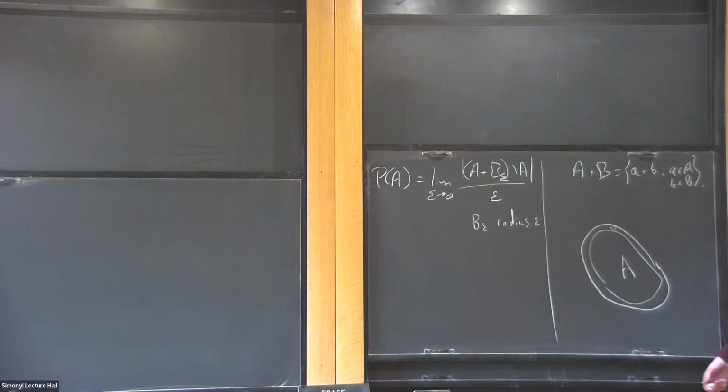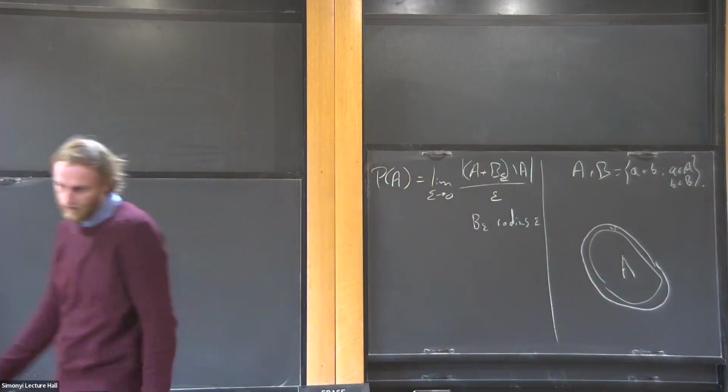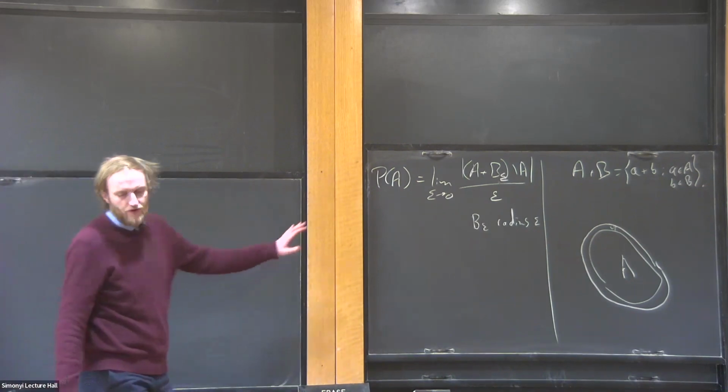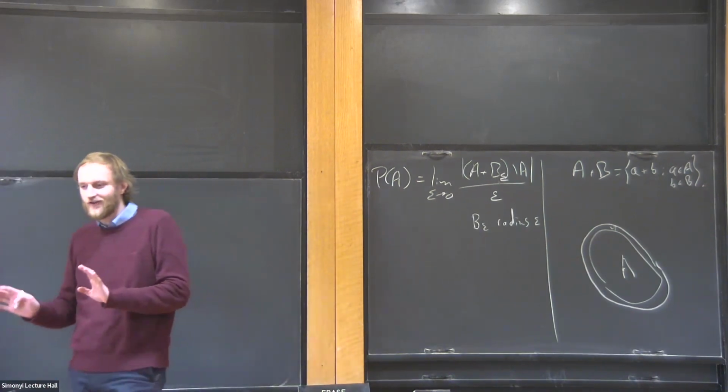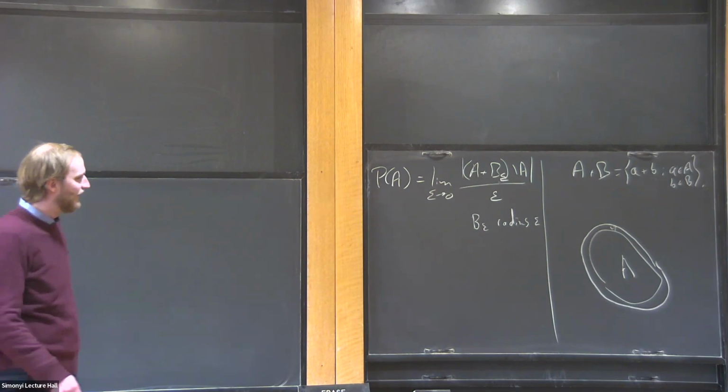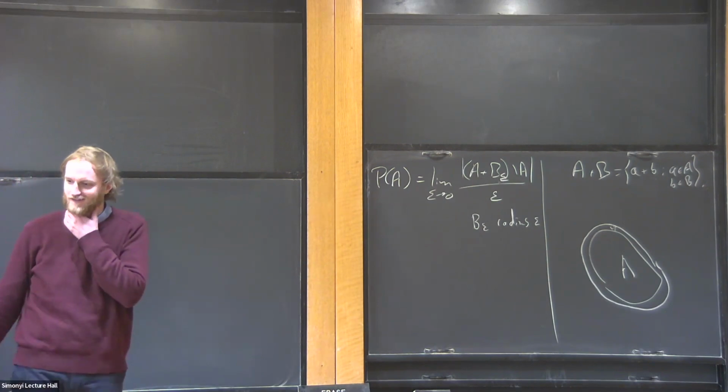Does the limit always exist? Sorry? Does the limit always exist? So, okay, I want to talk about sets A that are somewhat reasonable. So pick your notion of reasonable that you like, and then it exists.